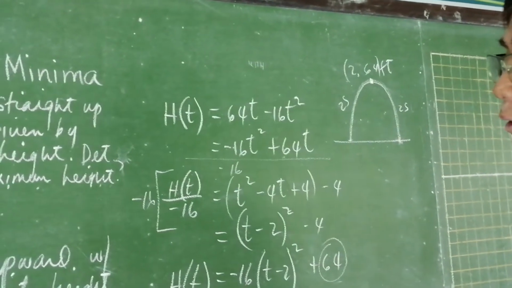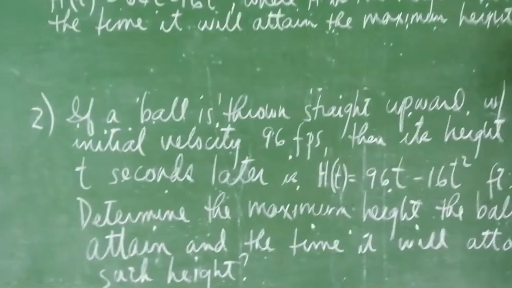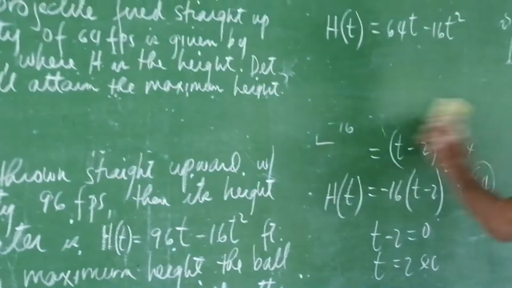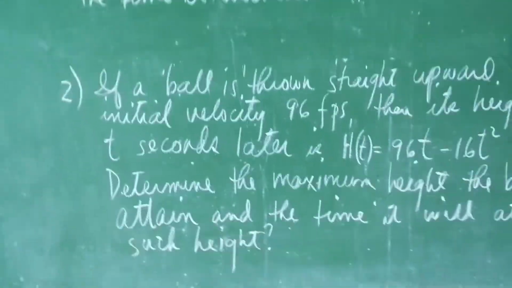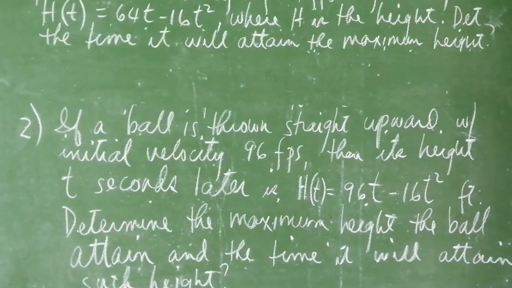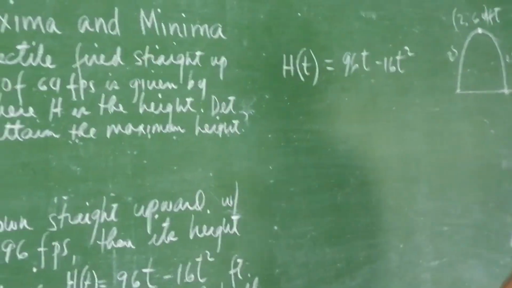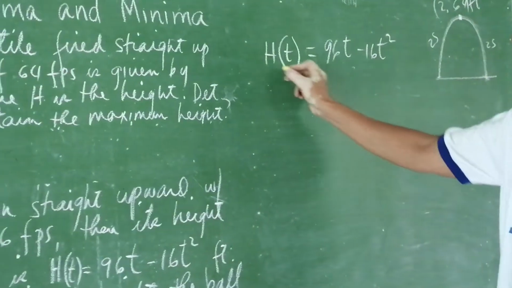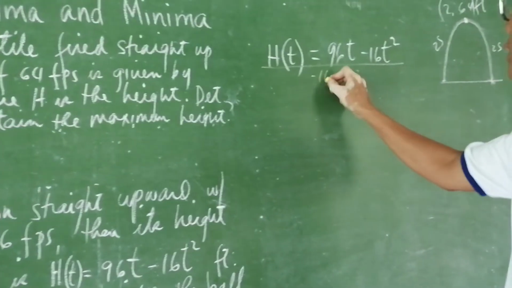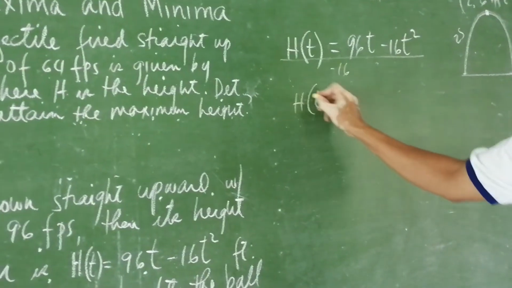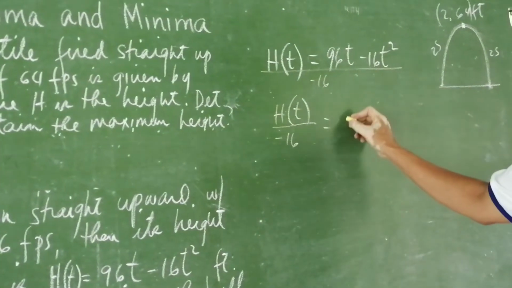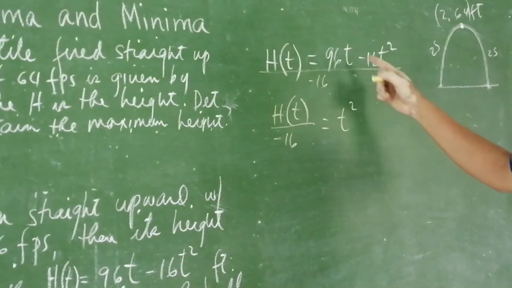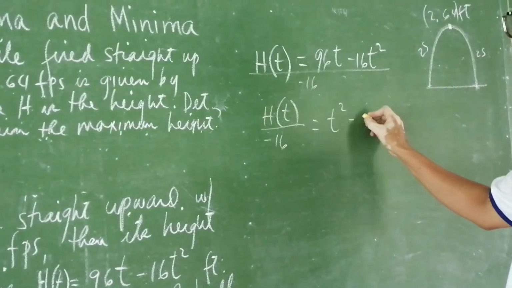Shall we do the number 2? Shall we just erase this? There is only a change in this: it will be 96t, and that is still 16t squared. So just the same, we divide this by negative 16, so h of t will be negative 16, and rearrange, that will be t squared minus 6t, since 96 divided by 16 is 6.